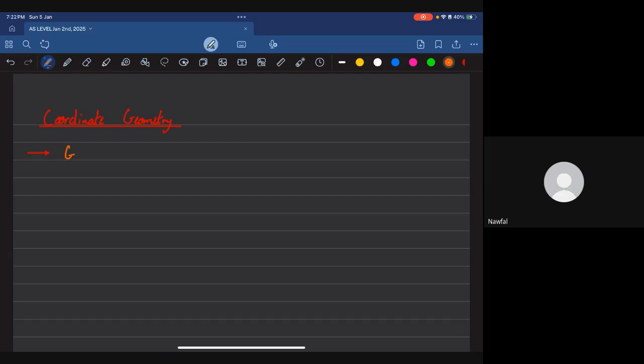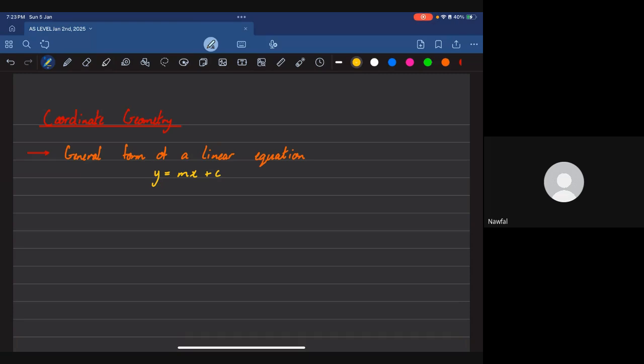So first off, I need to know what is the general form of any linear equation. So the general form of a linear equation. These are some formulas and rules that we'll do first. Linear equation. This is simply y is equal to mx plus c. We've known that for the longest period of time.